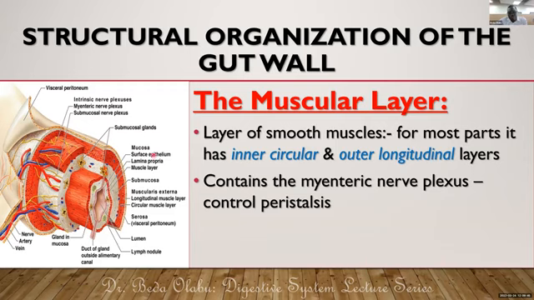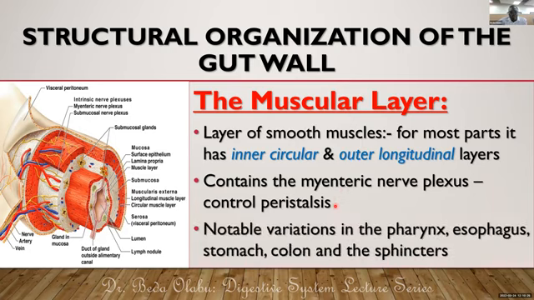Between these two muscle layers is a nerve plexus. This is what we call the myenteric nerve plexus, or the plexus of Auerbach. The Auerbach plexus is responsible for controlling contractions within the GIT. We call those peristalsis. Remember, it is still part of the enteric nervous system, but now this is within the muscle layer controlling peristalsis. Remember, the other one was in the submucosa controlling secretions.